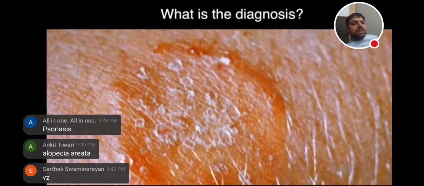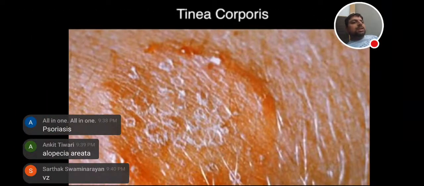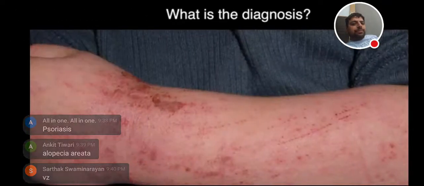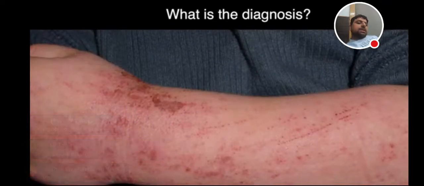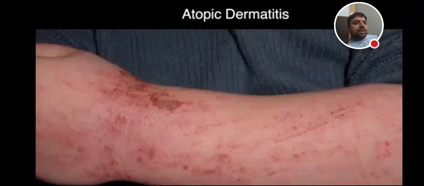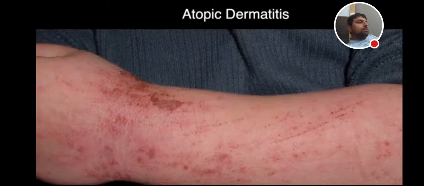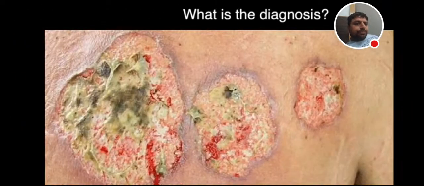What is it? The image in front of you. Tinea corporis. This is tinea corporis. Okay. So, see this image. What is it? This is a case of allergic dermatitis, or we can say atopic dermatitis. Allergic dermatitis and atopic mean the same. Atopy means allergy. Okay. What is the diagnosis here?